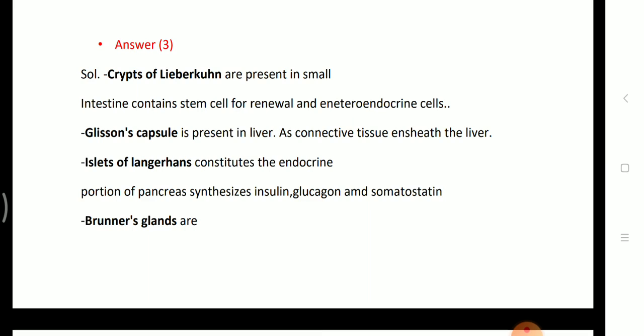Then come to Glisson's capsule. It is present in the liver as a connective tissue, the internal sheath of the liver. It protects the liver. Then islets of Langerhans. They constitute the endocrine portion of the pancreas for the synthesis of insulin, glucagon, and somatostatin. We know that there are alpha, beta, and gamma kinds of cells present in the pancreas. These cells are responsible for the synthesis of many hormones like insulin, glucagon, and somatostatin. So these islets of Langerhans are present in the pancreas.